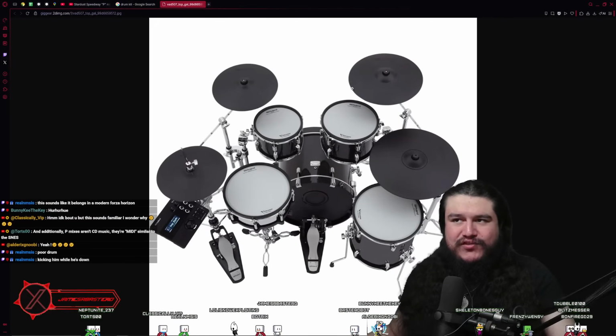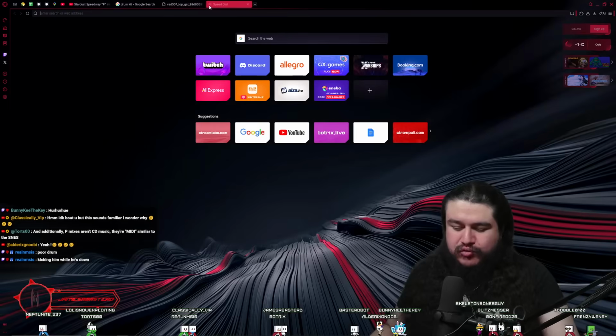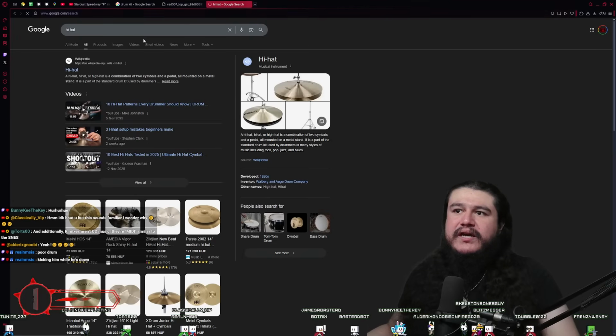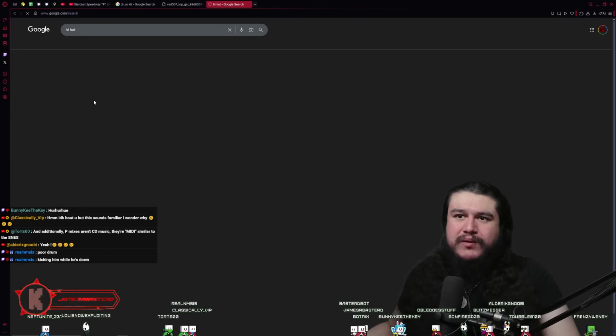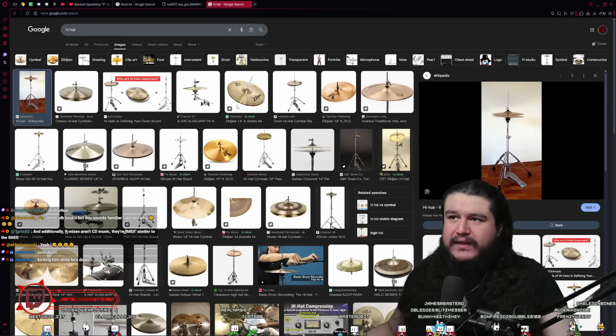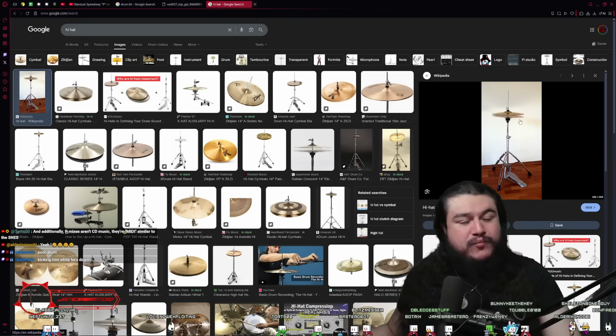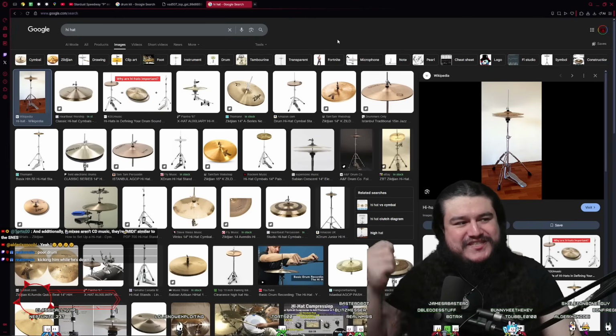Then you have the different cymbals, the most common ones being the hi-hat. The hi-hat is usually going to be two cymbals put one on top of the other and then placed on a pedal so that the pedal itself adjusts the distance between the two. It's the one that goes tss.